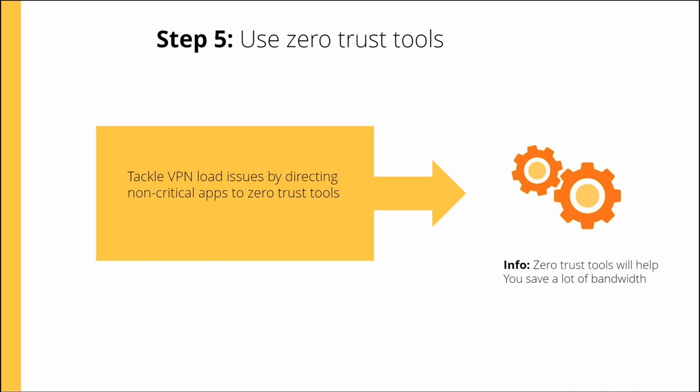Using zero trust tools is also one of the best practices, which will help us save a lot of bandwidth. It will tackle the VPN loads, directing non-critical apps to zero trust tools, so that again the bandwidth, which is most crucial for any network's performance, will not go to waste. The business critical applications will get what they require in terms of bandwidth, and websites or applications which are being used for entertainment or maybe social networking will get blocked.